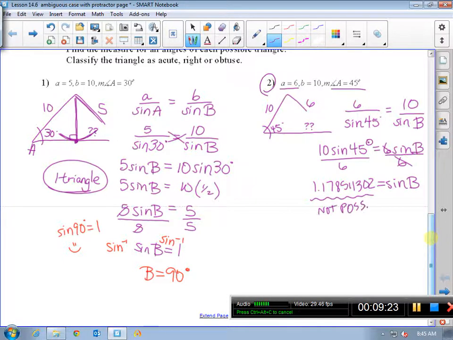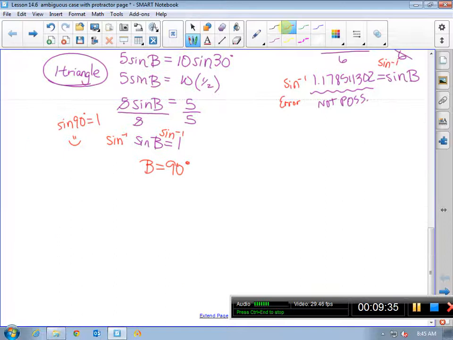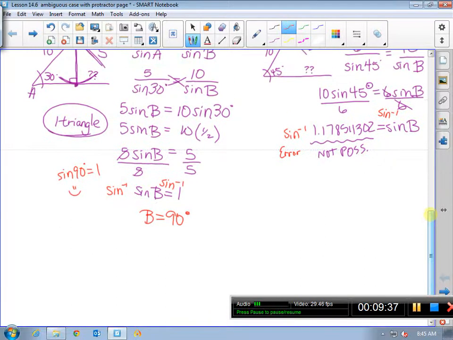Even if you try a sine inverse on these, you won't get very far. You will get an error. So it's not possible. So how many triangles do you think we can draw? Well, it's not possible. There are 0 triangles possible. 0.